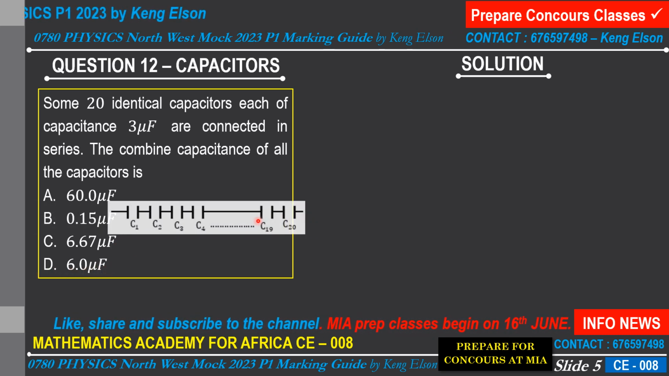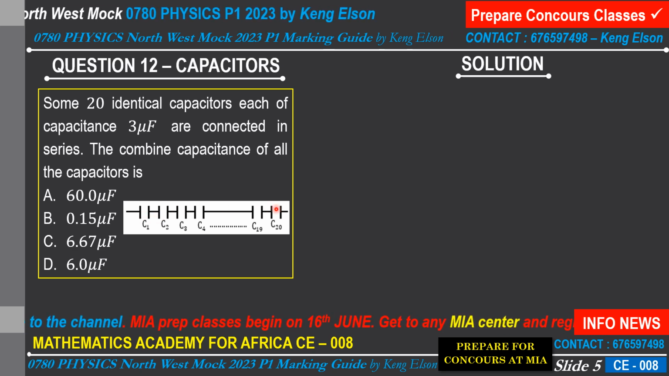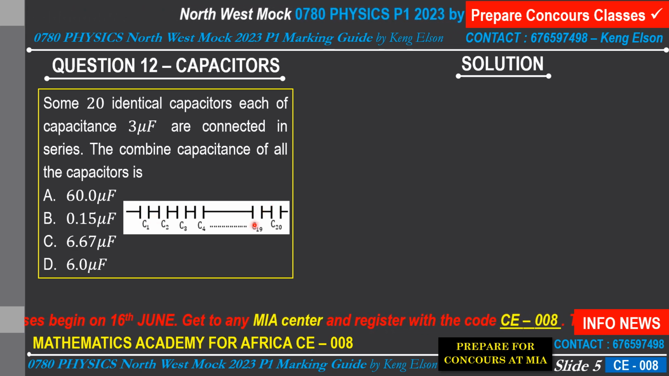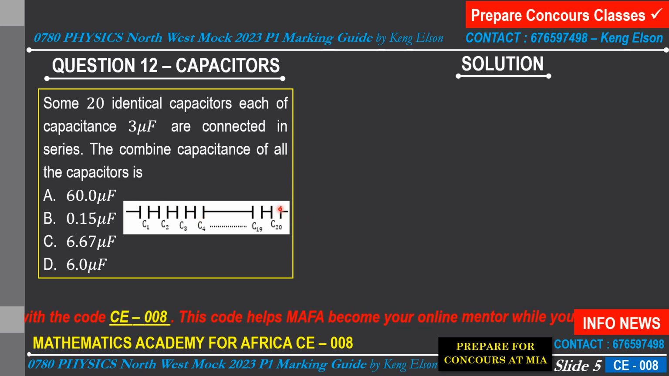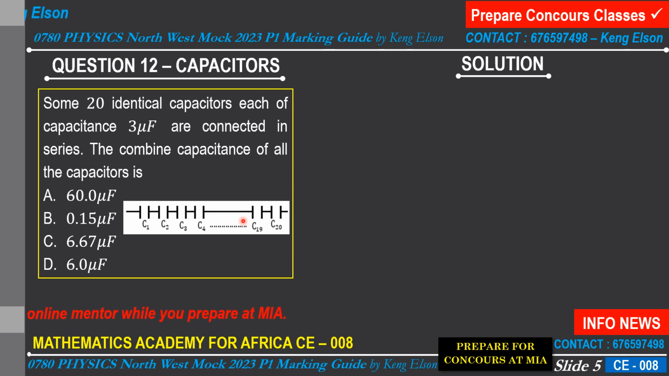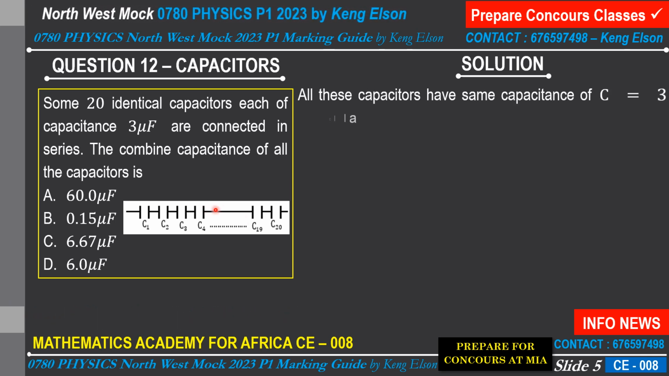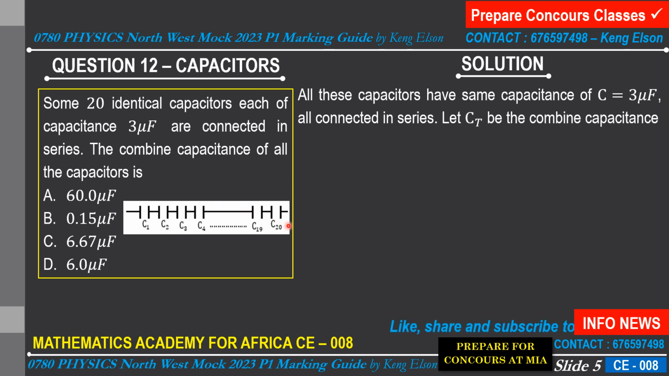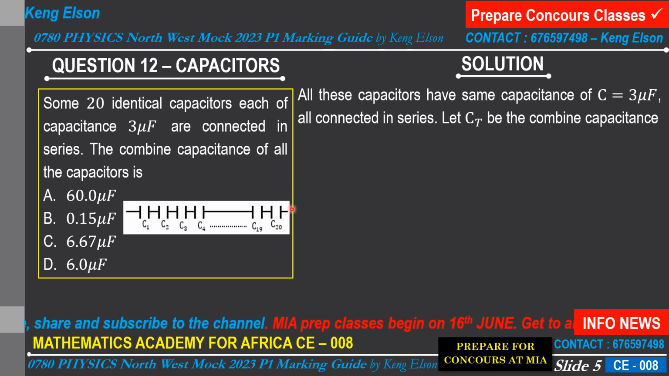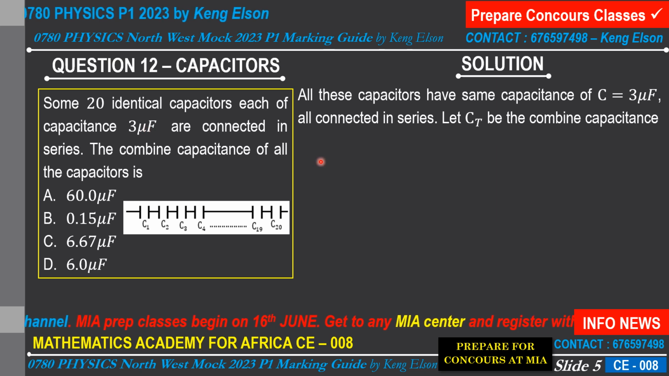So basically I just drew a little diagram indicating how the capacitors were connected in series. There are 20 of them. So we have C1, C2, C3, C4 right up till C20. So all these capacitors are in series. To get a combined capacitance, we are going to treat these capacitors as resistors in parallel. All these capacitors C1 right up to C20 are identical to each other, and they have the same capacitance, which is 3 microfarads.